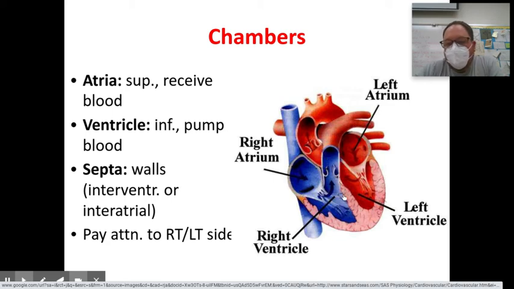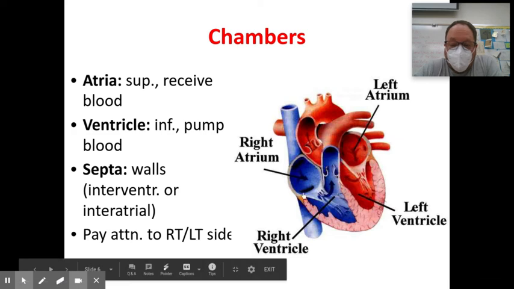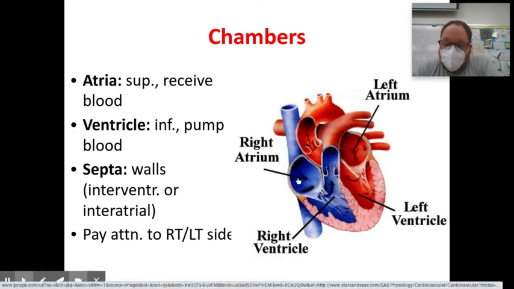And one thing that you do want to pay close attention to is right and left side. When we talk about the right side of the heart, it's the right side of the other person's heart. It's the right side of the image. And then the left side will be opposite of your left side. So right and left are facing you. So always keep that in mind.